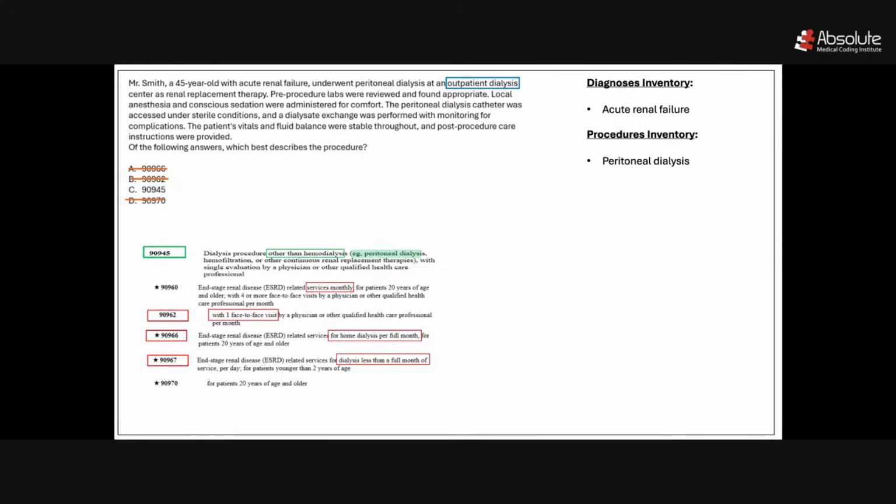It can be also coded for a hemofiltration or other continuous renal replacement therapy with single evaluation by physician or other qualified healthcare professional. So fantastic job on the second scenario as well.